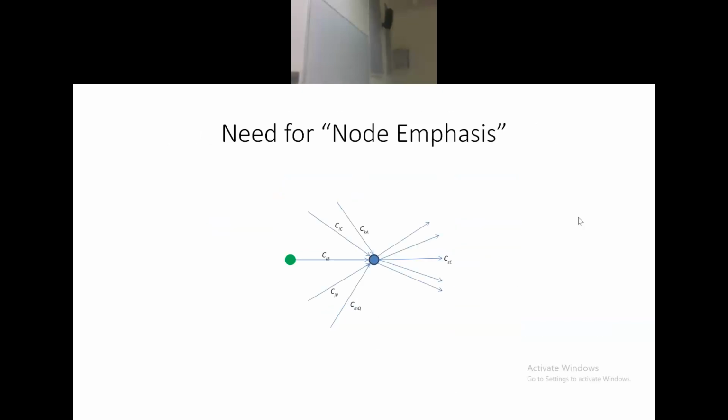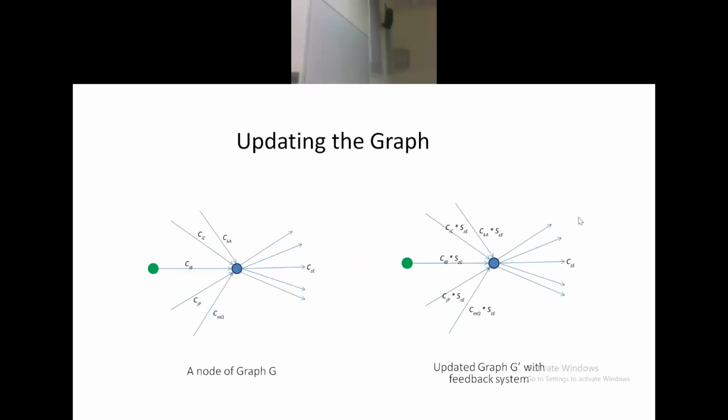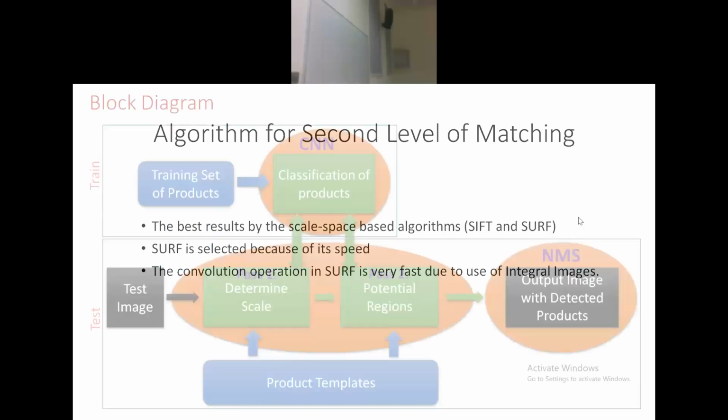Okay, let me just skip that. We have introduced a node emphasis process by looking at the confidence scores. How about the time? What is the time now? 5 minutes? 5, 10? Okay. I will just skip the details of this.